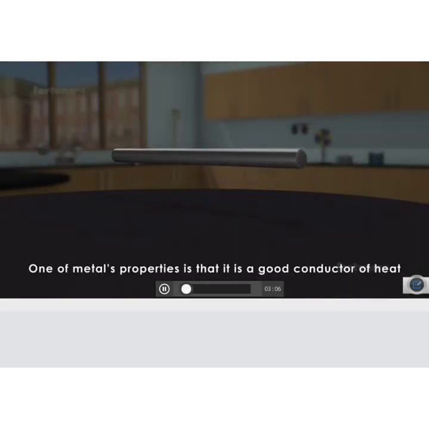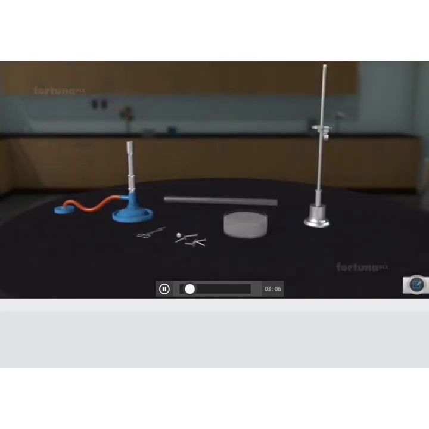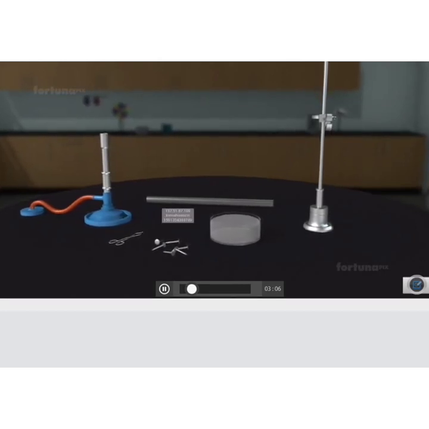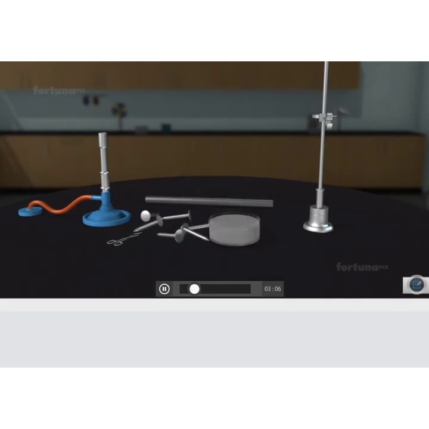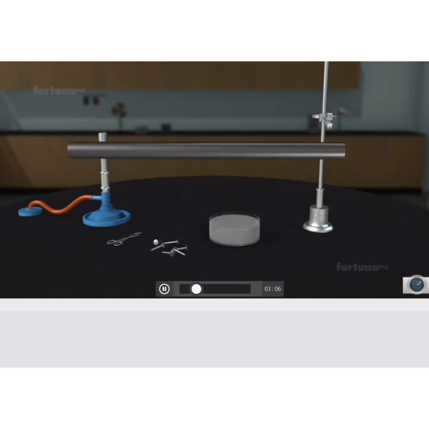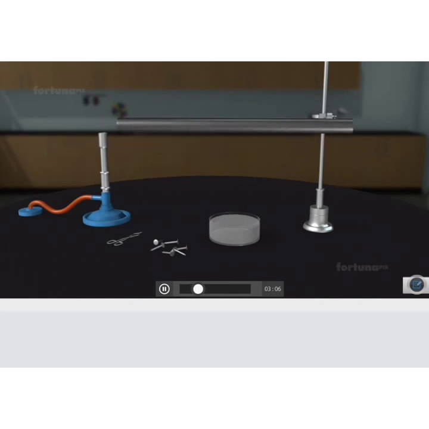One of metal's properties is that it is a good conductor of heat. By that we mean metal is a substance that heat can easily flow through. Let's try something that will help us better understand the conduction of heat by metals. For this experiment, we will need a Bunsen burner, melted wax, 5 or 6 1-inch nails with flat heads, and a thin iron rod. We will clamp the rod so that it extends horizontally from the stand.